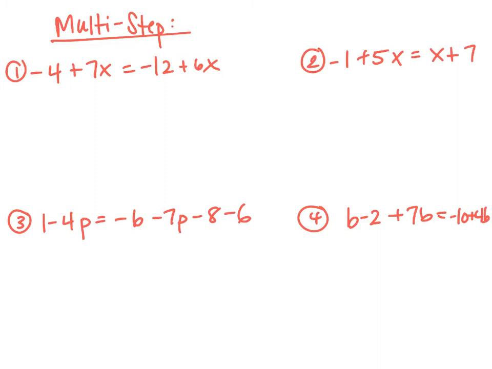Okay, so pause that, write that down. I almost ran out of room right here. This is negative 10 plus 4b. Alright, so let's look at this.